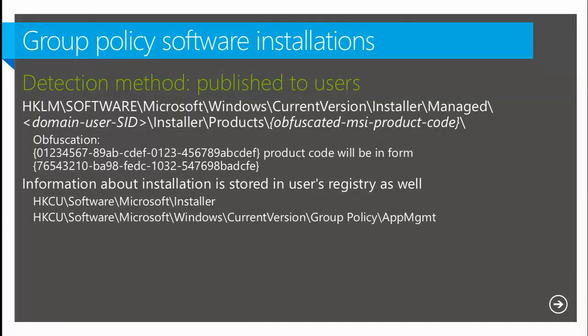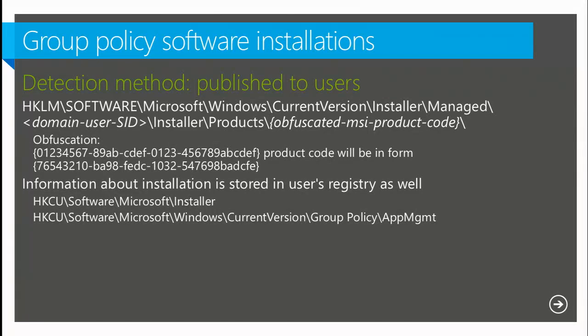Then, however, the detection method for installations that have been published to users is much more complicated because it's also under the HKLM registry key. It's HKLM software, Microsoft Windows, current version, installer, manage, then the domain user seed, installer, products, then this, which I call obfuscated MSI product code. And from there you can see how the bytes or the characters have been mixed up. I don't know why, but I'm not a programmer. Probably it has a good reason.